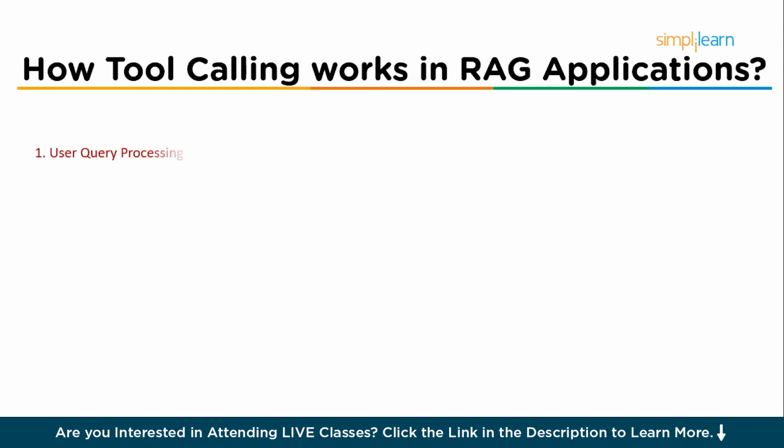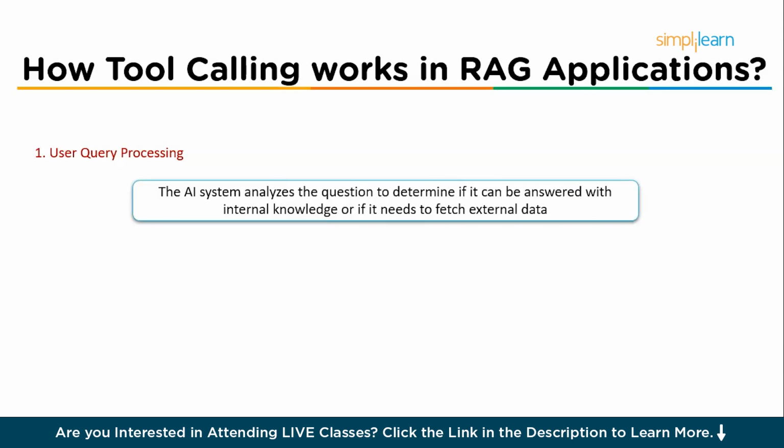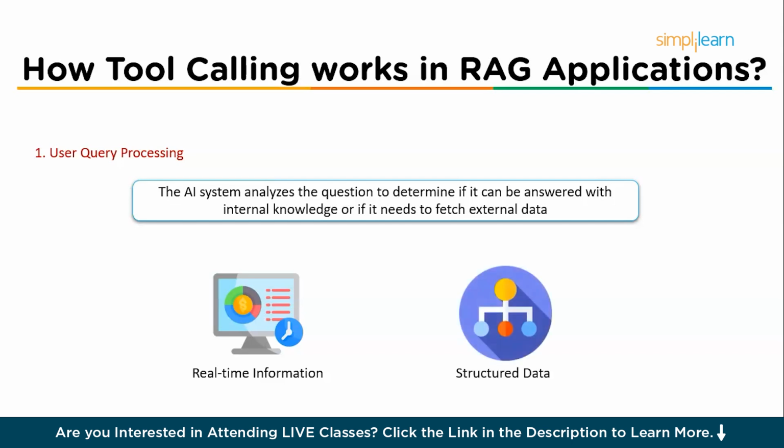The first one is user query processing. The process begins when the user submits a query. The AI system analyzes the question to determine if it can be answered with internal knowledge or if it needs to fetch external data. If the query requires real-time information, for example, the current weather or stock prices, or structured data, for example, SQL queries or API calls, the agent prepares to invoke external tools. For example, a query like what's the latest news on AI would require a tool call to fetch live news updates from an API.